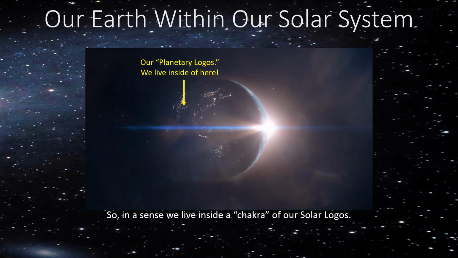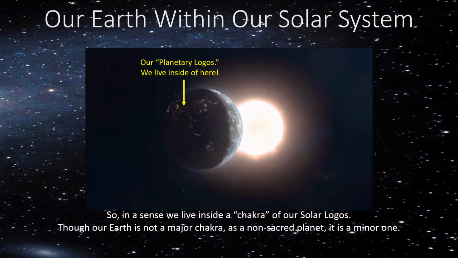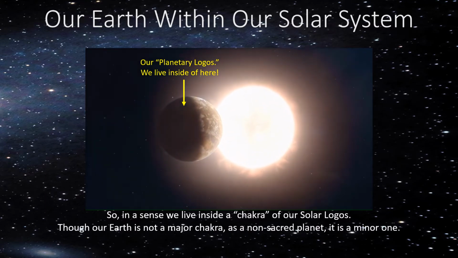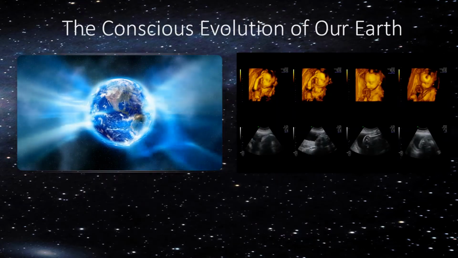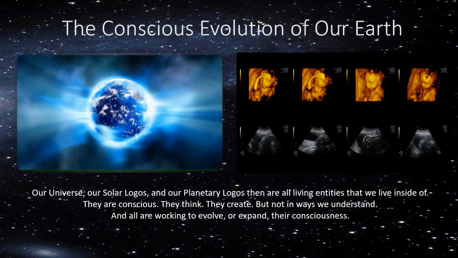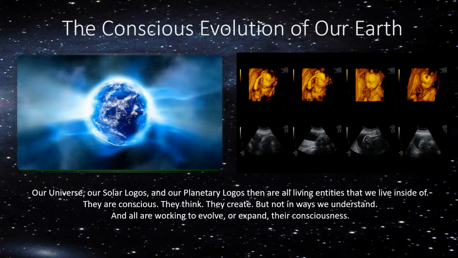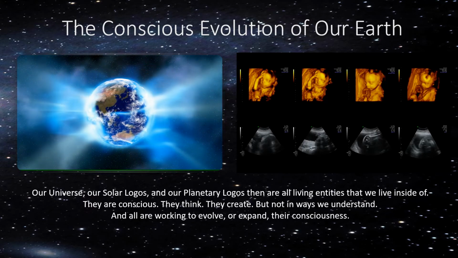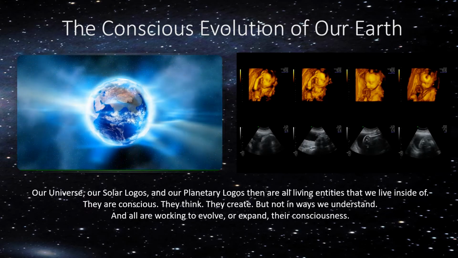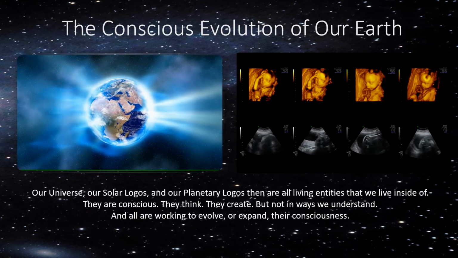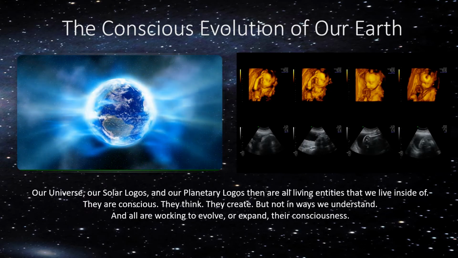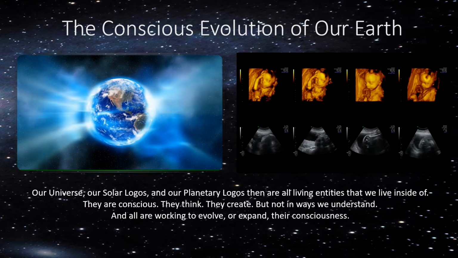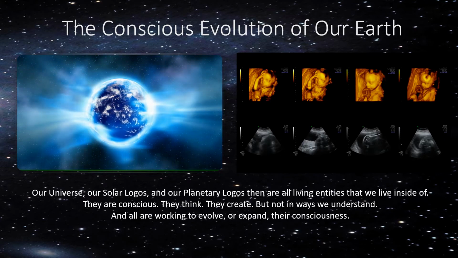So, in a sense, we live inside a chakra of our solar logos, though our Earth is not a major chakra, and as a non-sacred planet, it is considered to be only a minor chakra. That chakra, our Earth, is also known as a planetary logos. Our universe, our solar logos, and our planetary logos, then, are all living entities that we live inside of. And in the esoteric tradition, these entities, the universe, solar logos, planetary logos, they are conscious. They think, and yes, they do create, but not in ways we understand, and all are working to evolve or expand their consciousness the same way that we humans are.